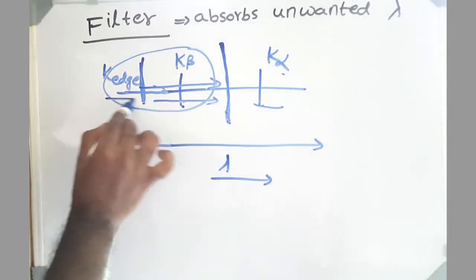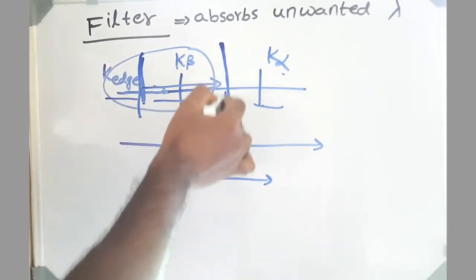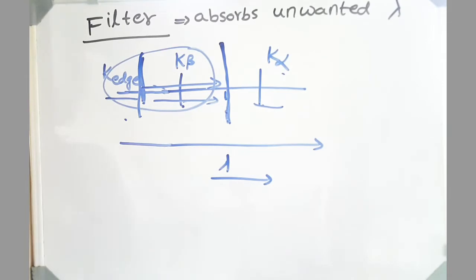Since the K edge of that particular metal is greater than K beta, we cannot use, for example, if copper is our target, copper as a filter for that.